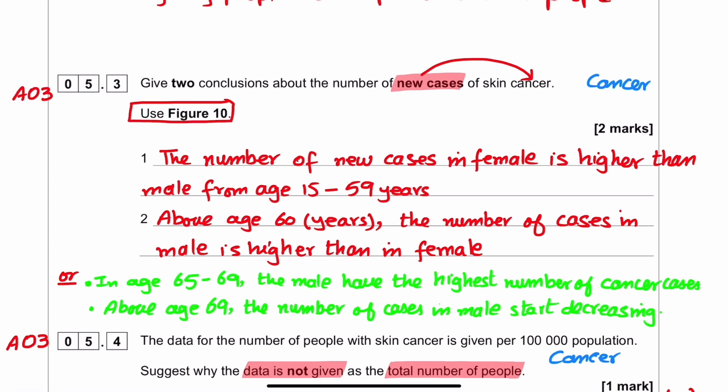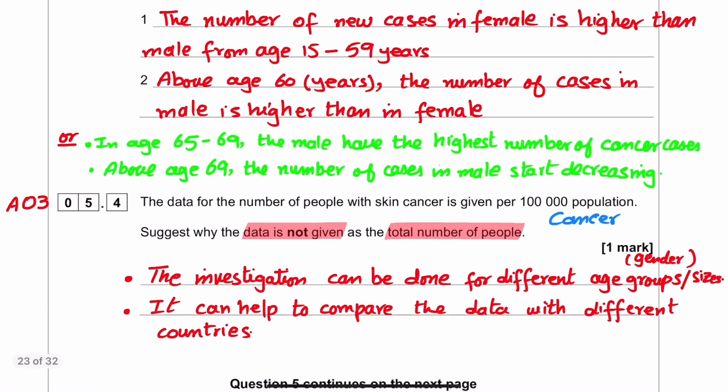The model answer is: the investigation can be done for different age groups or genders or sizes, so it will be easy to use a population of 100,000 people. It can be easy to compare the data with different countries because different countries have different populations. Therefore, it will be easy to compare the data with a population of 100,000.